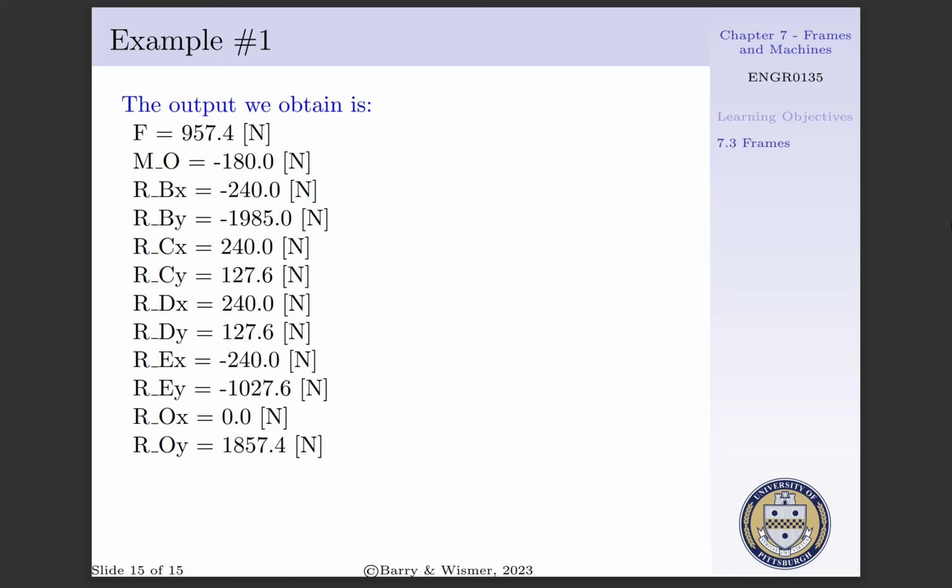Our applied force to keep our basketball hoop up is 957.4 newtons. If we notice in our last line, ROY would be the sum of F and our applied load of 900 newtons on the hoop, or 1,857.4 newtons. ROX physically makes sense that there is no reactionary force in the x direction. The remainder of the values are going to tell us the forces acting on each of our members.